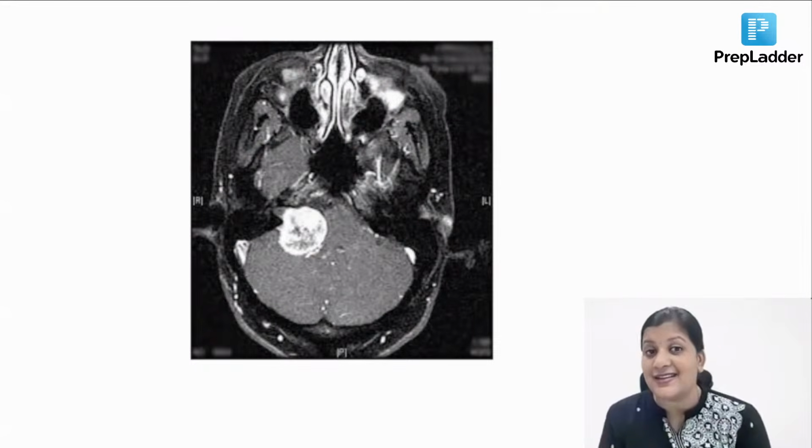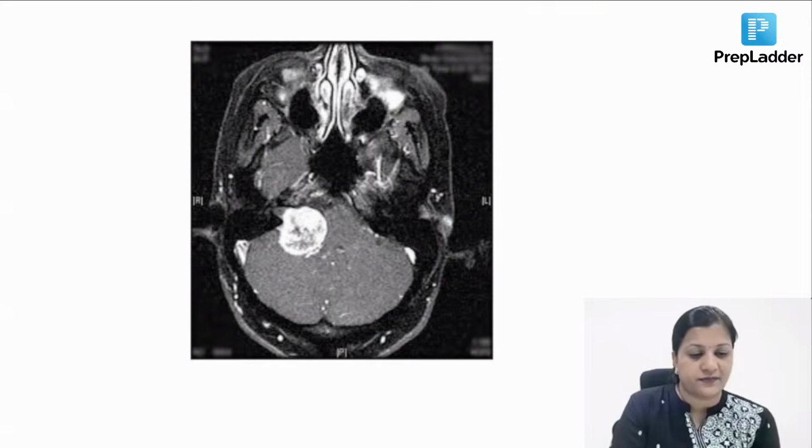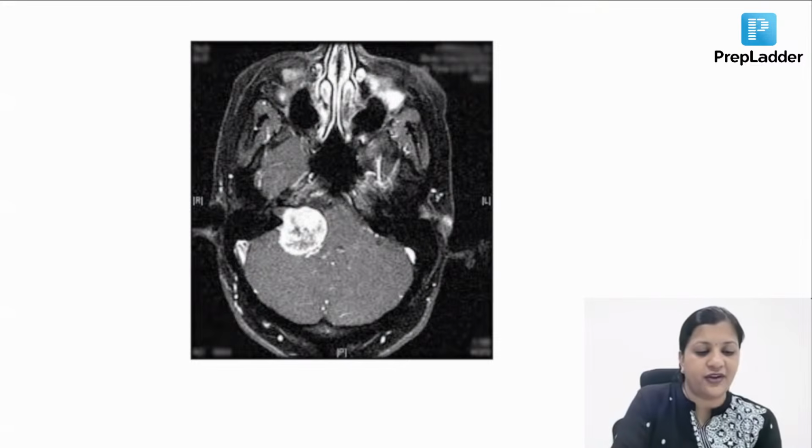This is again a characteristic MRI that we see here. What is this MRI? I'm waiting for your answers.